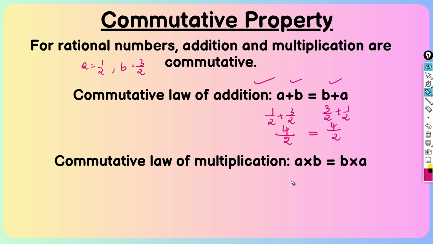Now we will see for multiplication. So a into b is 1 by 2 into 3 by 2. This becomes 1 into 3 is 3, 2 into 2 is 4. b into a is 3 by 2 into 1 by 2, where 3 into 1 is 3, 2 into 2 is 4. So a into b is equal to b into a. Thus we can say that multiplication also follows commutative property.